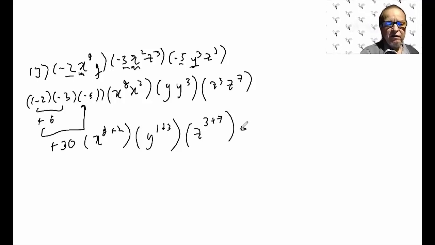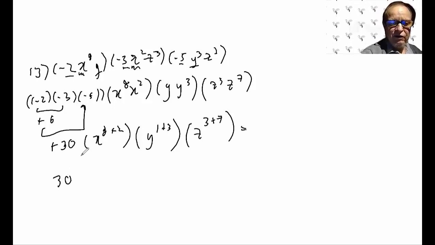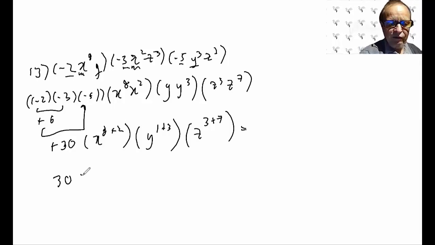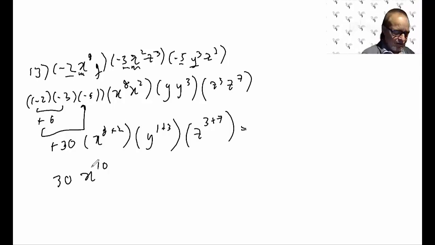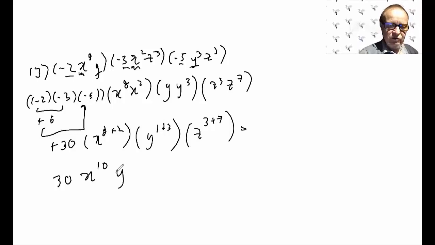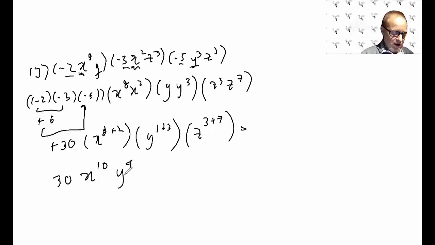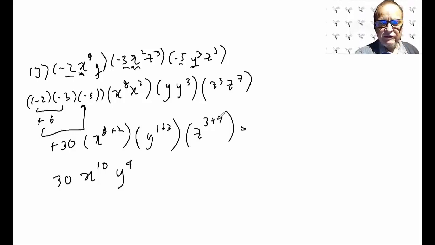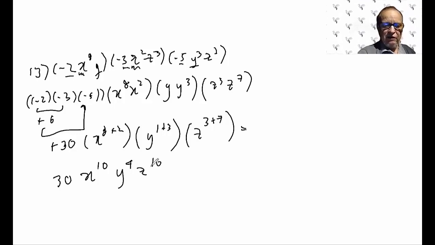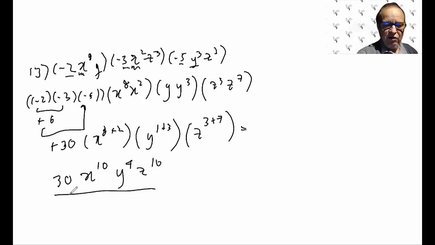And then I'll carry the negative 30 down, and x 8 plus 2, well, that will give me x to the 10th. And then 1 plus 3, y to the 4th. And then finally, 7 plus 3, z to the 10th. And that's my final answer.